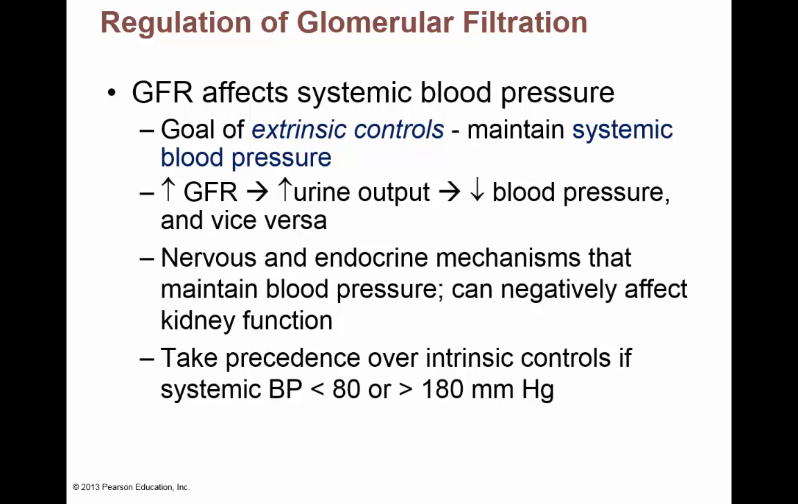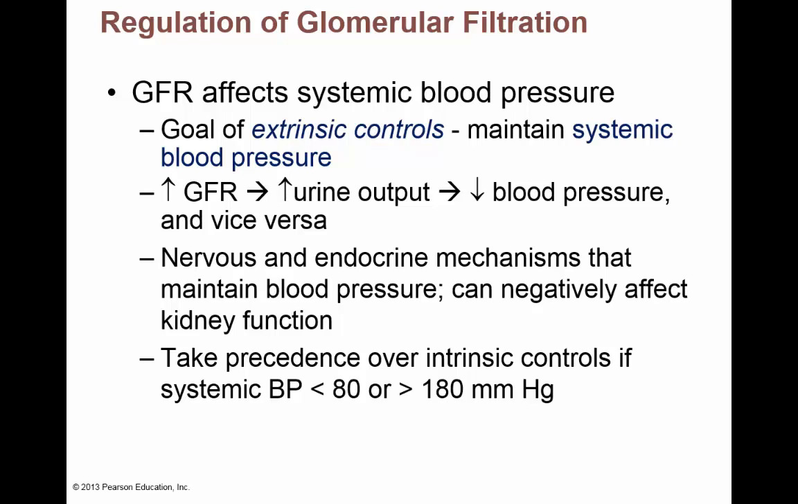If you increase your filtration rate, you make more urine. You're making more filtrate, you're making more urine. Now, if you make more urine, you decrease blood volume. By decreasing blood volume, you decrease blood pressure. So your kidneys change the blood pressure, and then vice versa. If you decrease how much urine you're making, you're decreasing urine output. That means you're going to increase blood volume, which increases blood pressure. So anytime, blood pressure should be regulated by the urinary system.